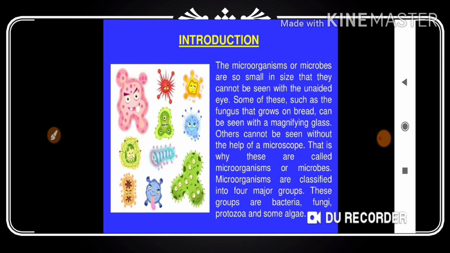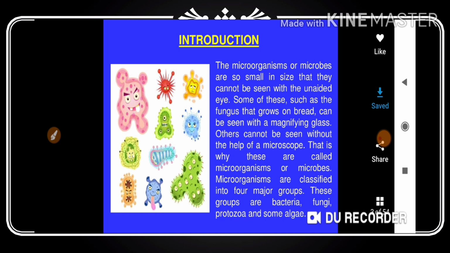Some of these, such as fungus that grows on bread, can be seen with a magnifying glass. Fungus is also one of the microorganisms which you are able to see. Everybody eats bread in the morning with a cup of tea. If you keep bread for a long time, after two to three or four days, you can see some fungus which completely covers that bread.